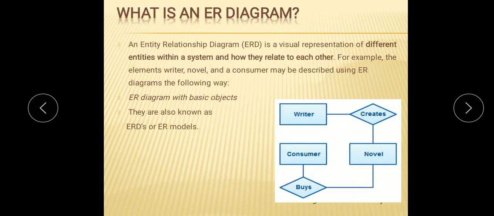Now, the first question is, what is an ER diagram? An entity relationship diagram or ER diagram or ERD is a visual representation of different entities within a system and how they relate to each other. For example, the elements writer, novel, and a consumer may be described using ER diagram like the following way in this figure.